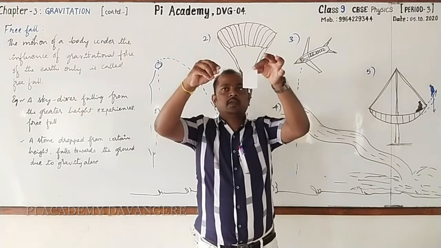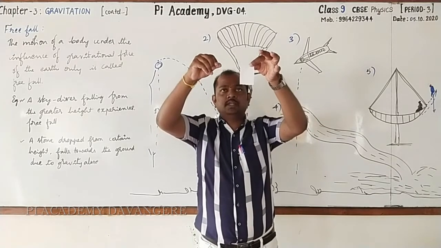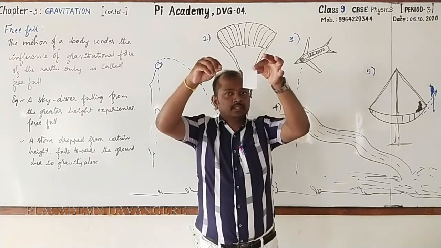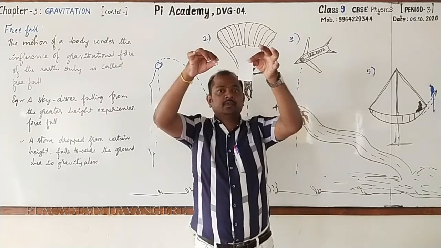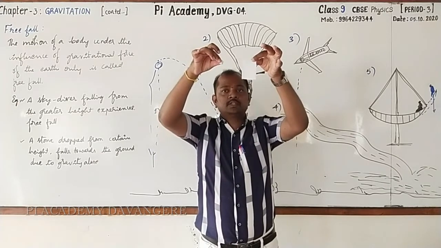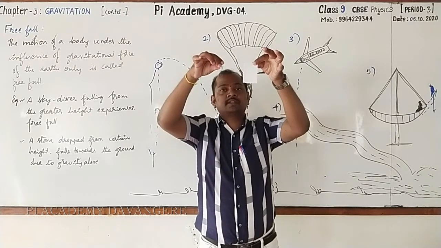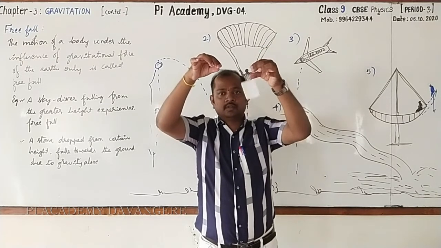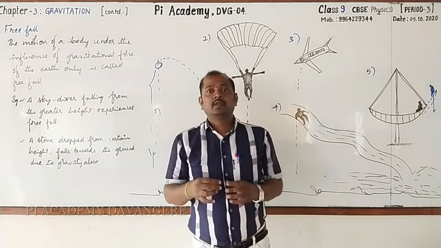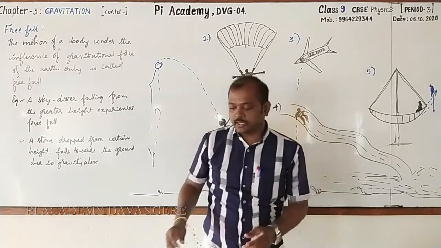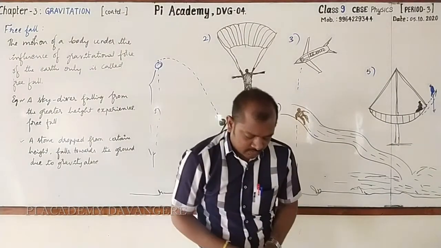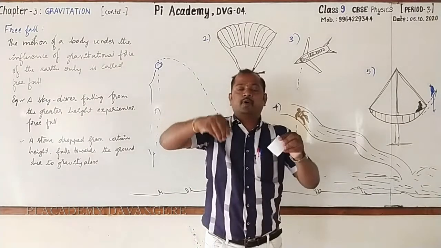Now again I am going to leave these two from the same height. Now you should tell whether these two fall to the ground or touch the ground simultaneously or not. Yes, what do you say? So you may tell that the crumpled paper will fall to the ground first.